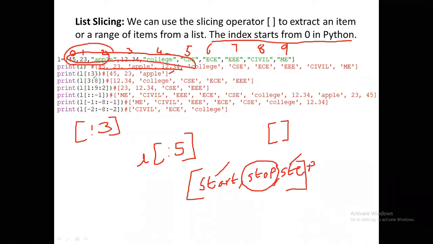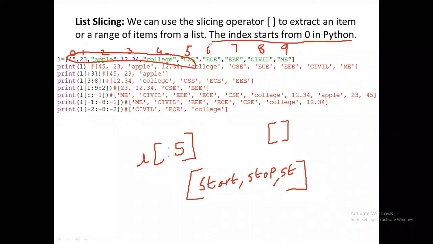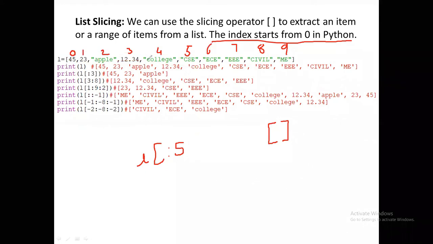Okay, this is the output. So L[3:8]. Everyone please give the response in the chat box. If I give L[3:8], what is the output? 3 colon 8 means the starting element is 3: 3, 4, 5, 6, 7. So this is the output. Very good. So 3 to 7 is the output.